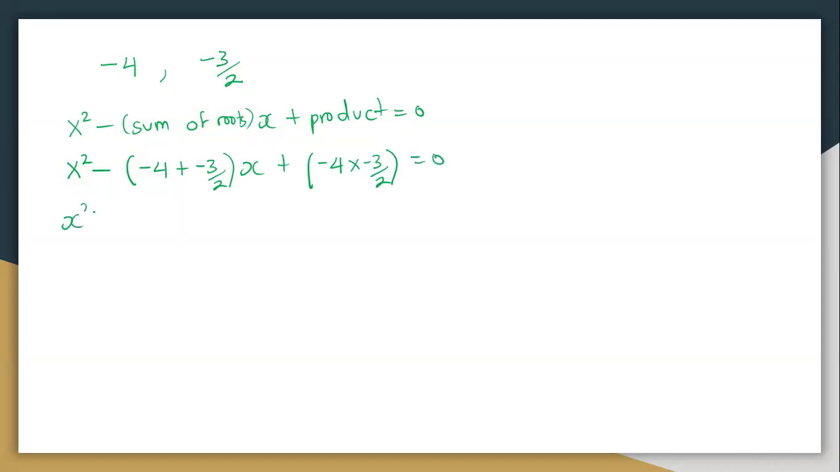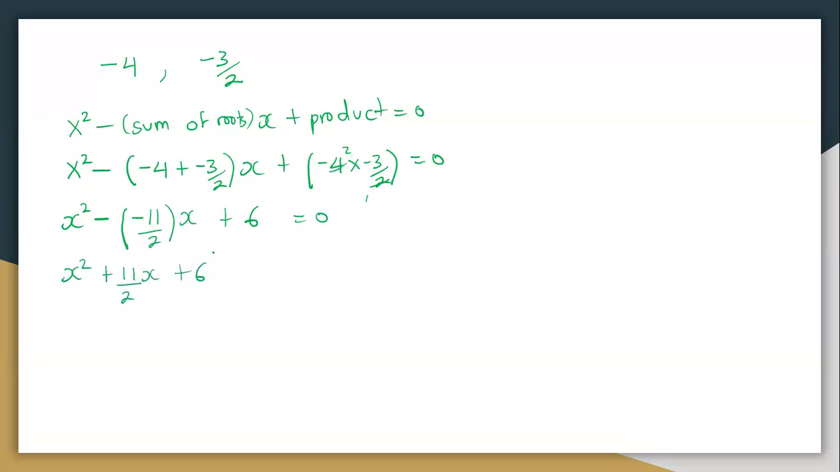So here we shall have x² minus. Now, when you have -4 plus -3/2, when you add them, you are going to end up with -11/2 x, plus here 4 times 3 over 2, so you end up with 6. Remember, this is going to be 2 times 3, which is 6, is equal to 0. So here, when you open brackets, you have x² plus 11/2 x plus 6.